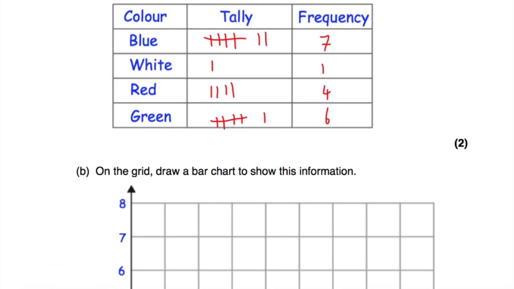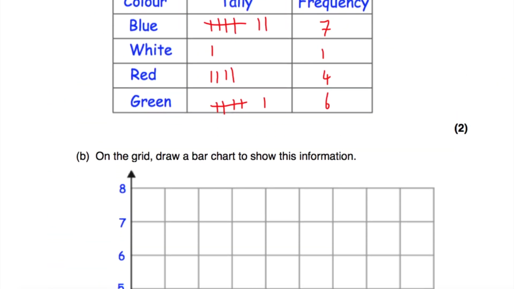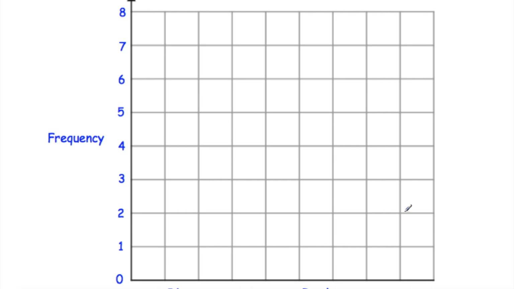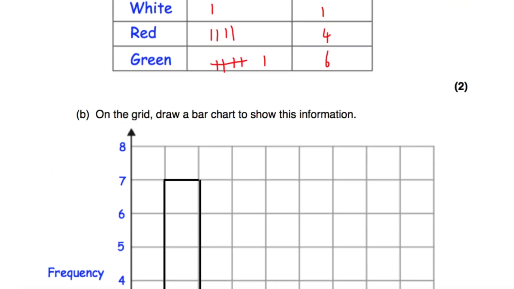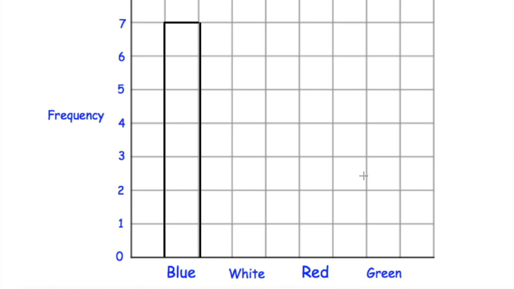In terms of blue, it's a bar with a height of 7, so the frequency of that bar is 7. We're going to go up to 7, so get your ruler and pencil, and then draw a line going from here up to 7, and then across, and then down. So that's the bar for blue. Next, the bar for white has a height of 1. So one person chose white. So we're going to go up to 1, across and down.